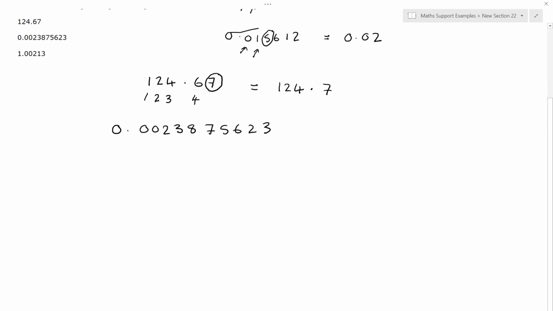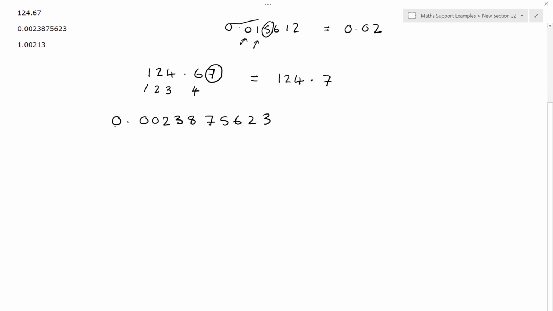Rounding that to 4 significant figures, I have to recall that any leading zeros, so that means any zeros occurring before any other number, are not classed as significant. So 2 is actually my first significant value. 3 is my second significant value. 8 is my third significant value. 7 is my fourth significant value. And I therefore need to look at my 5th significant value to tell me whether to round up or stay as I am. Now as my 5th significant value is 5, it means I need to round up.